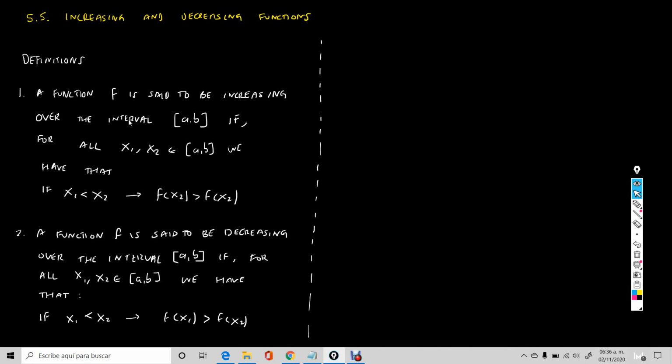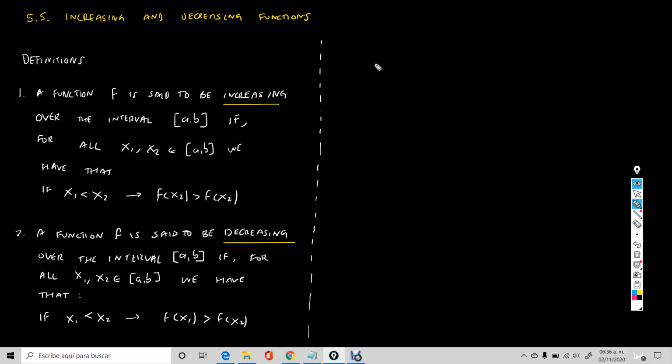And these are the definitions of an increasing function and a decreasing function. Let me highlight those two words, increasing and decreasing, okay? But let's first talk intuitively about these two definitions. It's very simple to understand.